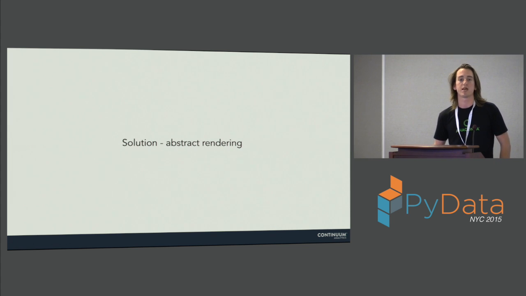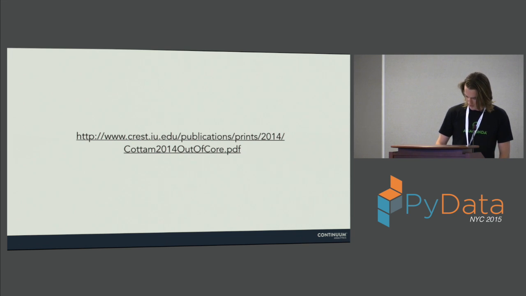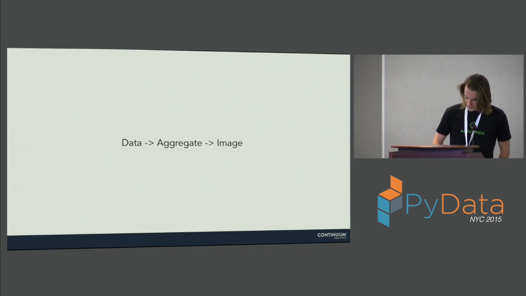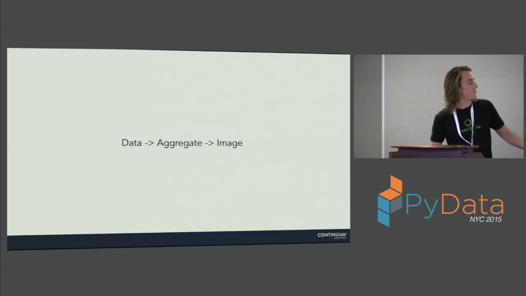And so one solution is abstract rendering. It's a concept that came out of this paper by Joseph Cottom and Peter Wang, and I can't remember the other guy. I apologize to them. But the link is right here. It's from Iowa, or no, Indiana. And so the basic concept is to take the data, move it to an aggregate of some form, and then have that mapped to an image.